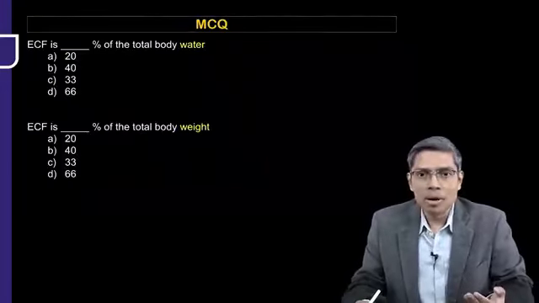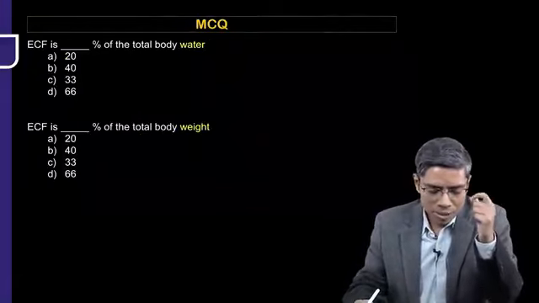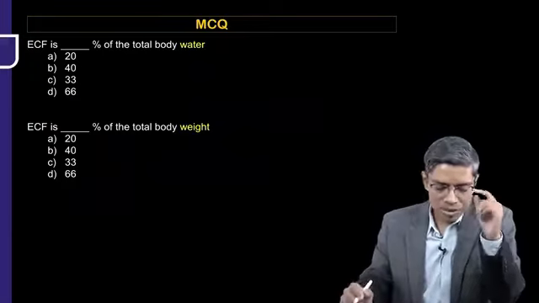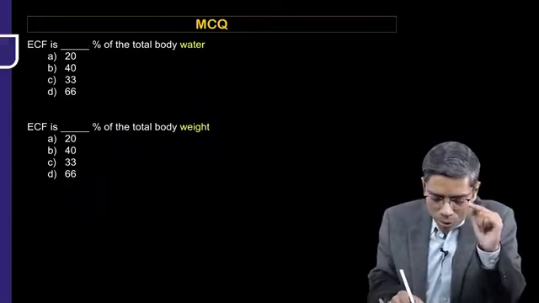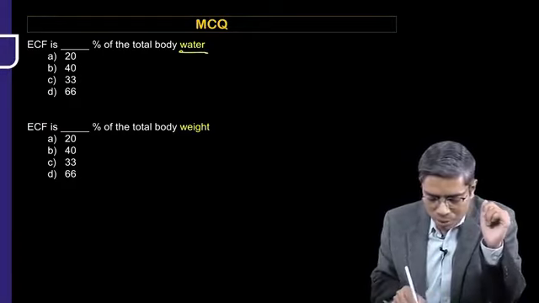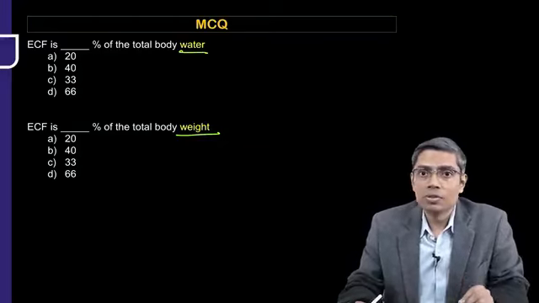Now coming to the body water. What you have to read in case of body water. Look at the first two MCQs. The questions look similar. The first question is ECF is dash percentage of total body water, and in the second question ECF is dash percentage of total body weight. So don't think that the answers of these two questions will be the same.